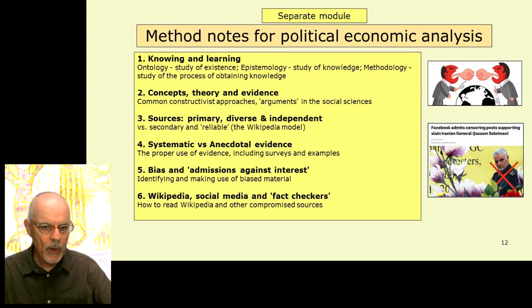And finally, to look at Wikipedia, the social media, the proliferation of so-called fact checkers and compromised sources. How do we read those sources? And in particular, how do we read those sources which tend to dominate and to be very insistent in international controversies? It's important that students get the skills to be able to read sources in controversies where there is something that I call vexatious propaganda, the repetitive use of biased sources.